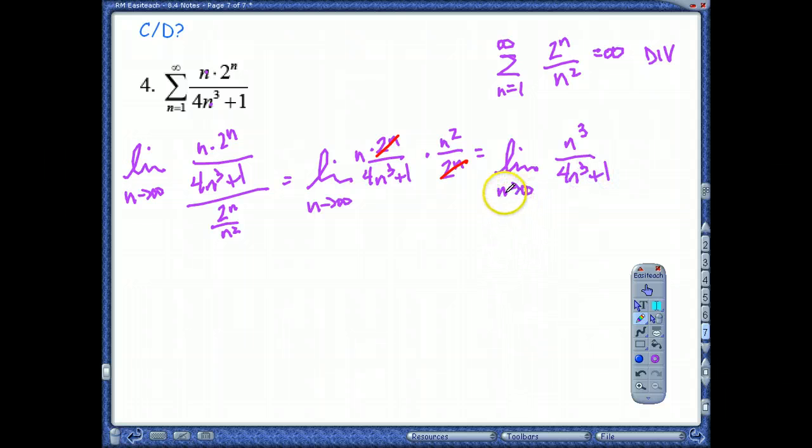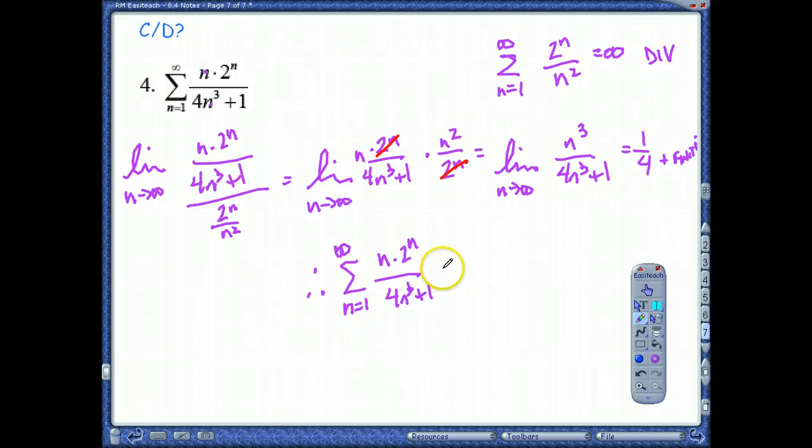Now when I look at the limit as n approaches infinity, look at the highest power term on top against the highest power term on the bottom. This is going to go to 1/4. This is positive and finite. So my series is going to do the same thing as the series I'm comparing it to. So therefore, my series, n times 2 to the nth over 4n cubed plus 1, is also going to be divergent.